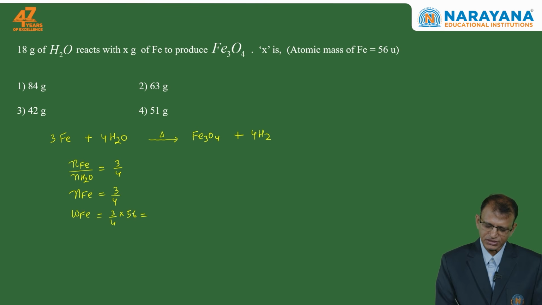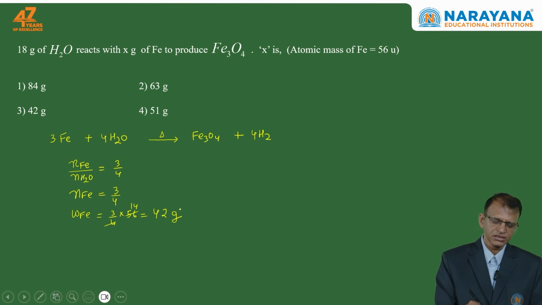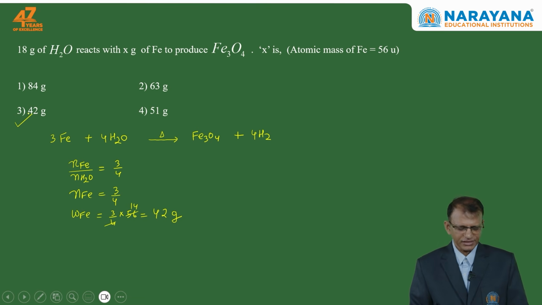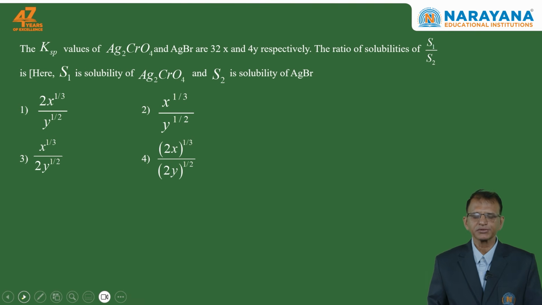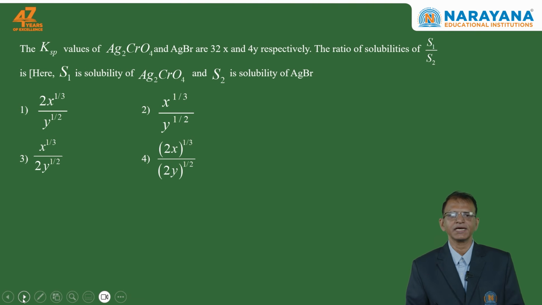On simplification, we can write that this will be 14 times 3, which is 42 gram, right? So if we go through the options, third is the correct answer for this. So again, a very simple question based on mole concept, provided you are able to write the reaction. Moving to the third question, this is a question from ionic equilibrium.